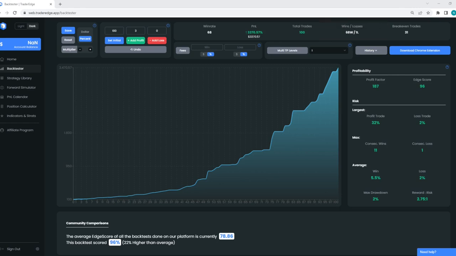With the 68 winning trades, we got a total profit of 3,370% overall. Our largest profit trade was 32%, and our largest loss trade, which is this only loss trade at the beginning that we got, is 2%. So our maximum drawdown is 2% as well. And our average risk reward ratio is 2.75 to 1, which is quite good, I think.